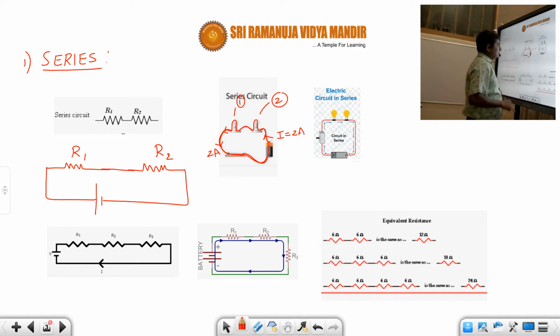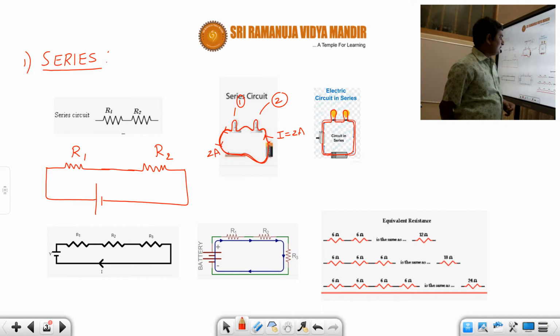That type of circuit in which the same current is flowing, here also you can see, students, the current is going like this. Suppose 2 amperes is flowing in this bulb, and the same 2 amperes will also flow through this bulb and come back. Okay, students. That is called a series circuit.